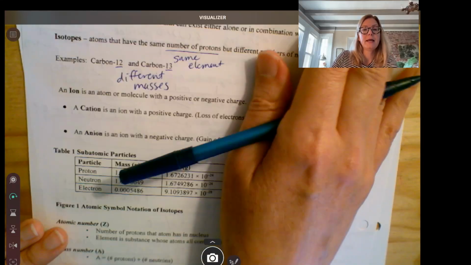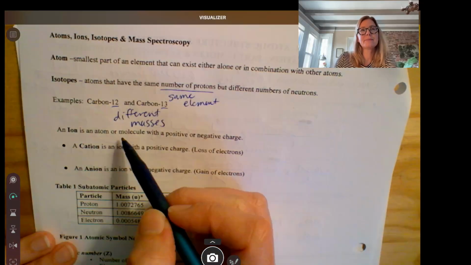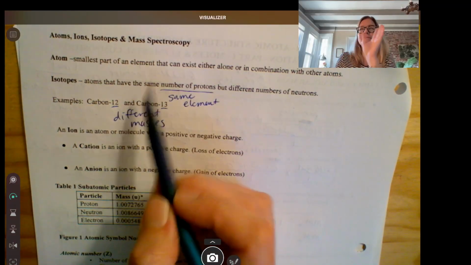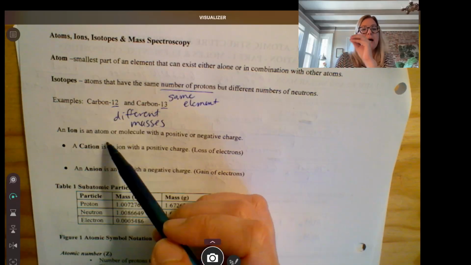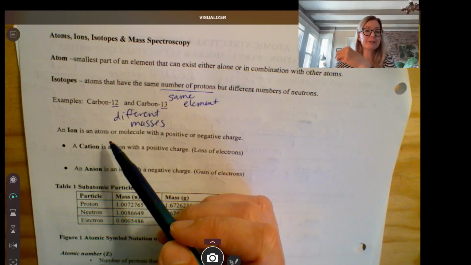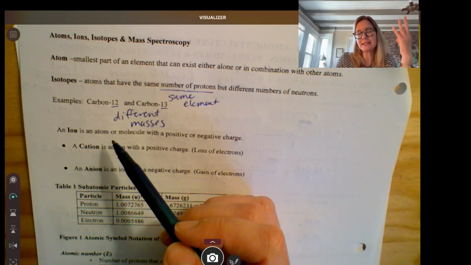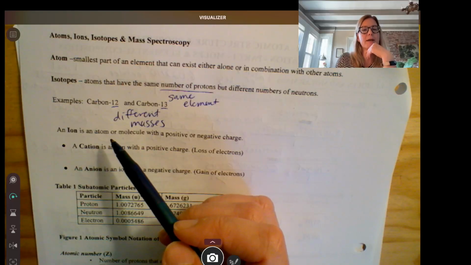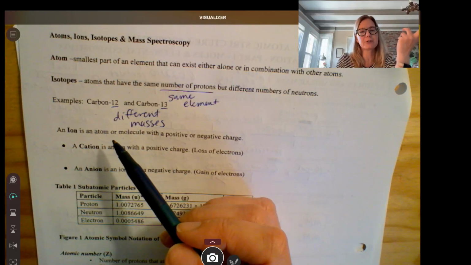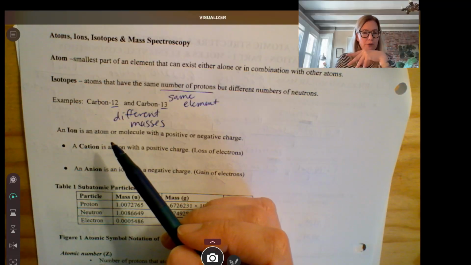And then an ion is, think of it this way. Isotopes are when the number of neutrons change. Ions form when the number of electrons change, okay? Electrons are on the outside of the atom. They're outside of the nucleus, so they can be easily gained and lost, okay? So when an atom gains or loses electrons, it forms an ion, and the ion has a positive charge or a negative charge, okay?